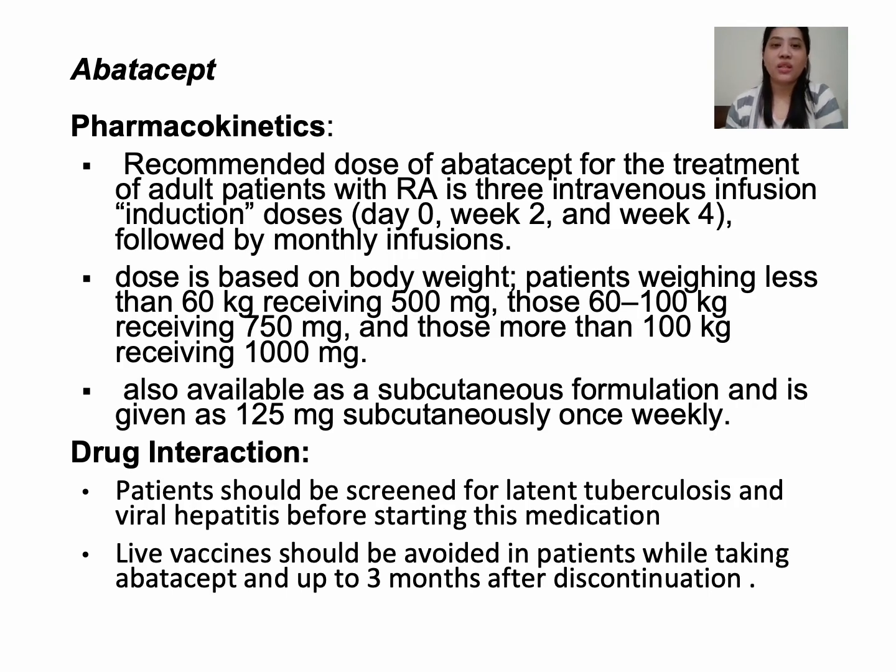Its pharmacokinetics: the recommended dose of abatacept for the treatment of adult patients with RA is 3 intravenous infusions, which are day 0, week 2, and week 4, followed by monthly infusions. Dose is based on body weight. It is also available as a subcutaneous formulation and is given subcutaneously once weekly. Regarding drug interaction, patients should be screened for latent tuberculosis or viral hepatitis before starting the medication. Live vaccines should be avoided in patients receiving abatacept and up to 3 months after discontinuation of the medication.